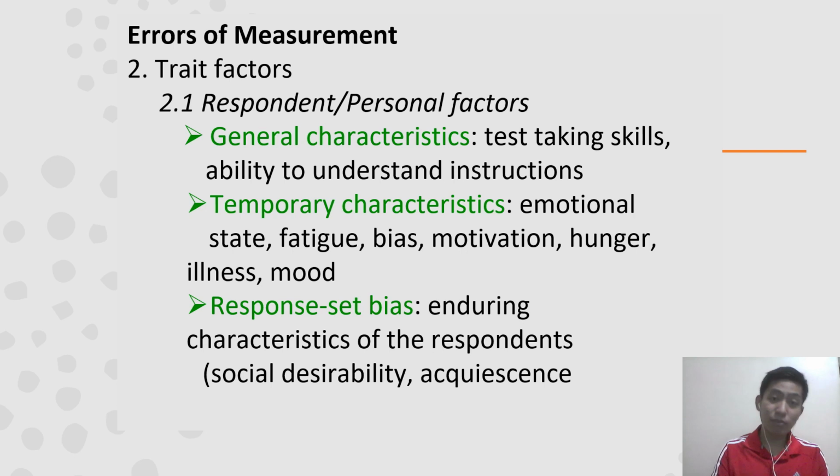Temporary characteristics: the emotion, the fatigue, the bias, the motivation, the hunger, the illness, or the mood. So, you're doing your research after a typhoon, so it will be tainted. Your results will be not conclusive because their answer may be affected by the current state. So be mindful of doing your research plan and data collection, and do your necessary adjustment if needed.